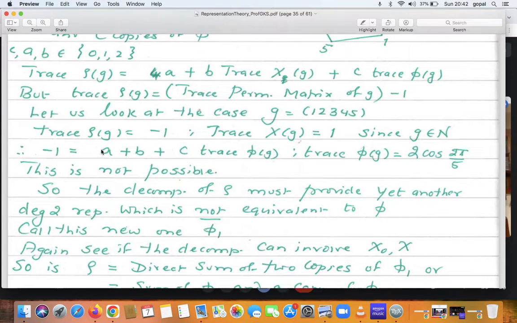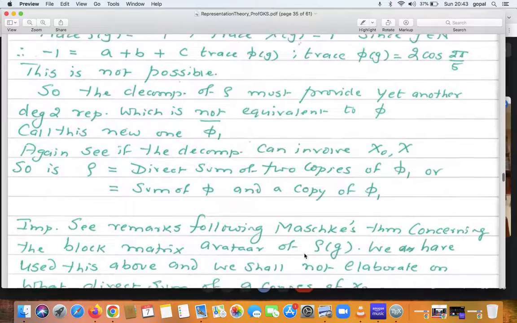C is 0 and A appearing 4 times is also not possible. So we have tried all possibilities. We are assuming A times the trivial representation, B times the non-trivial representation of degree 1, C times the representation of degree 2. We have tried all these combinations. All these cases have been included in this discussion. There has to be one more over here.